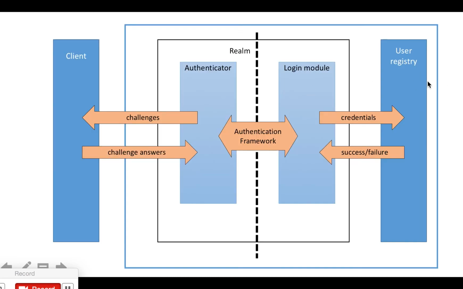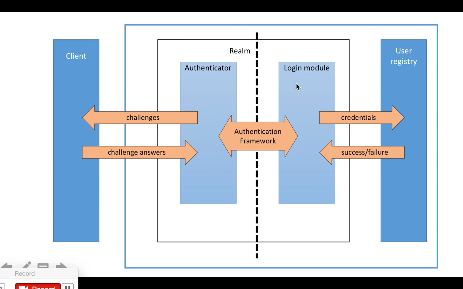To finalize, this is the diagram describing what Authenticator does and what login module does. Authenticator communicates with the client. It sends challenges to the client and receives challenge answers from the client, but it never actually validates credentials. Authenticator is responsible for getting the credentials from the client. It knows which credentials the client should supply and can check whether the client supplied all the required credentials. It can be responsible for multi-step authentication, but it never actually validates credentials.